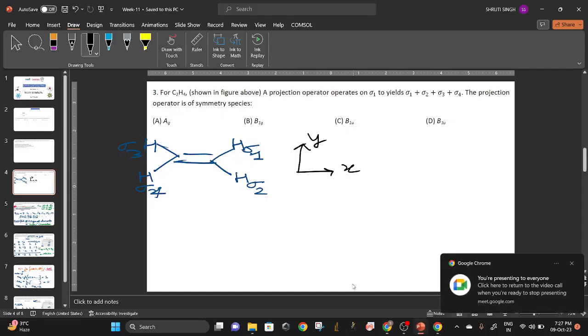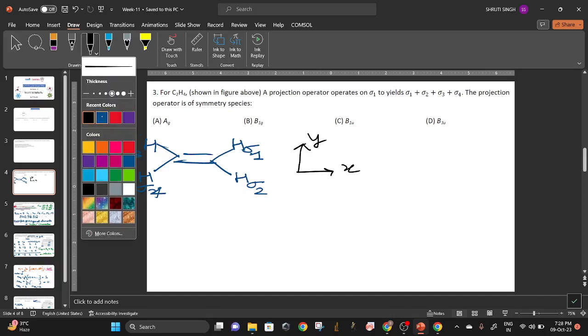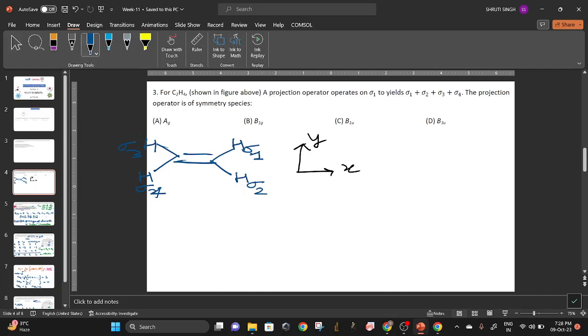Okay, so we were here. So this is the coordinate system, x and y, and z is projecting towards you out of the screen. So now the first thing we need to do, before getting started with the projection operator, is find the reducible representation associated with these sigmas.